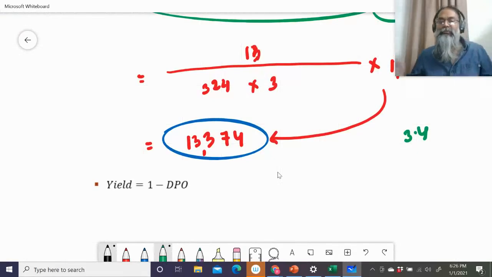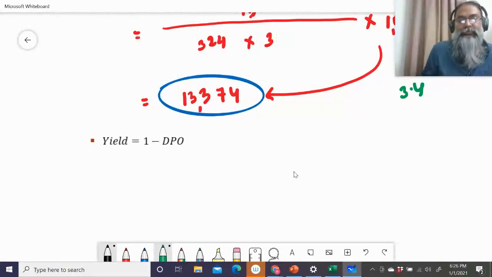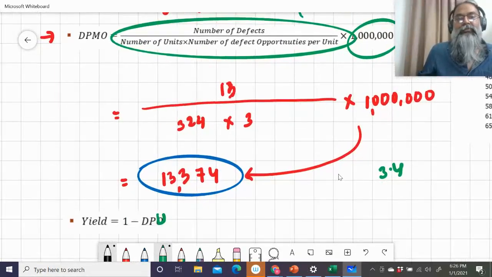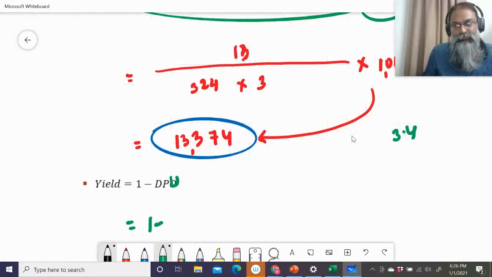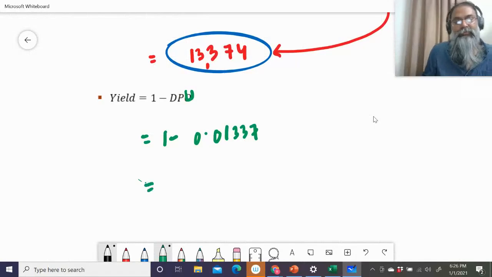So this is how you basically calculate sigma level. I'll show you how to calculate in Excel in a few minutes too. But before that, let's try to figure out this particular value too. Sorry, this DPU. Okay, so what is yield? Yield is nothing but 1 minus DPU, and DPU is defects per unit, and we already know this value. That is 0.01337.